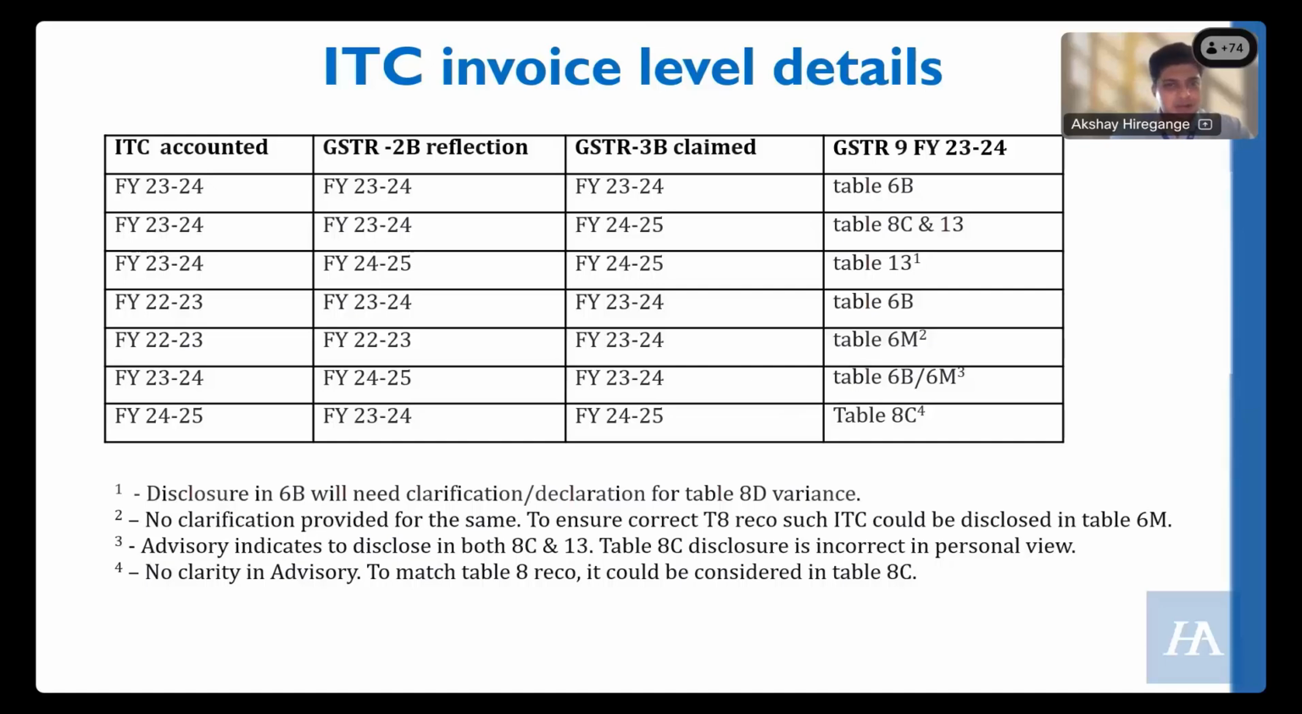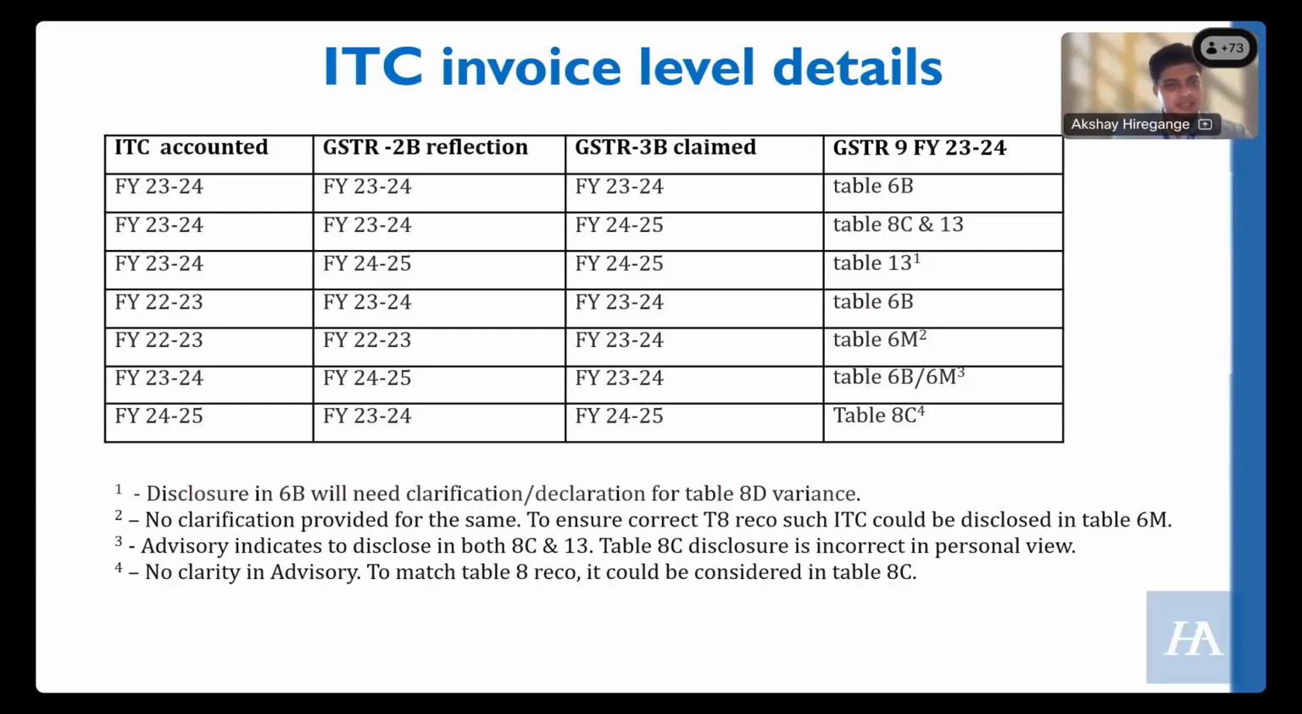Similarly, if it was not part of 2B of 23-24, if it was part of 2B of the previous financial year, because 6B is going to my reconciliation tables, I will put it in 6M. This 6M is an alternative table which can be used. Again, whether department has clarified or advisory has come, no, there is no clarification provided for this. But in our view, this is not to be disclosed in this manner. Therefore, we should show it in 6M, which will help and aid the reconciliation process.